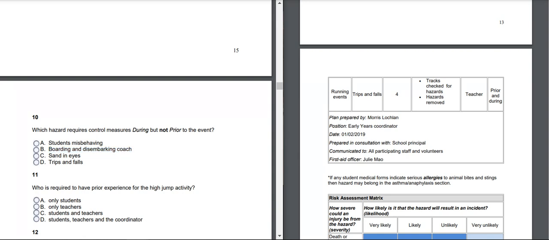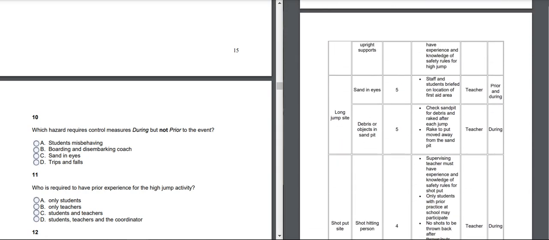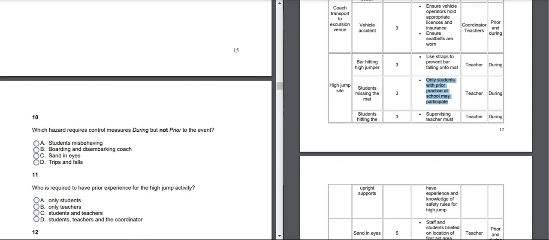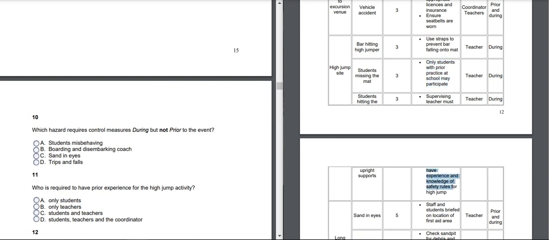Who is required to have prior experience for the high jump activity? So let's have a look at high jump activity. There's our high jump. So we've got to make sure you use straps. Only students with prior practice. So there we go. It has to be something that mentions students. But it also mentions supervising teacher must have experience and knowledge of safety rules for high jump. So it's saying students and teachers, doesn't make mention of coordinator. So we're led to assume and infer that they're only asking for C, students and teachers.